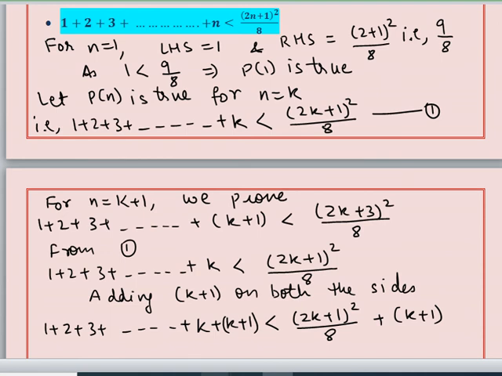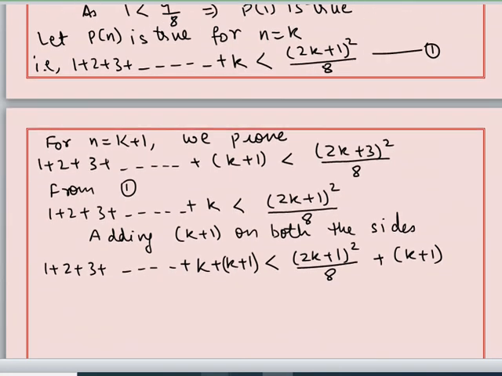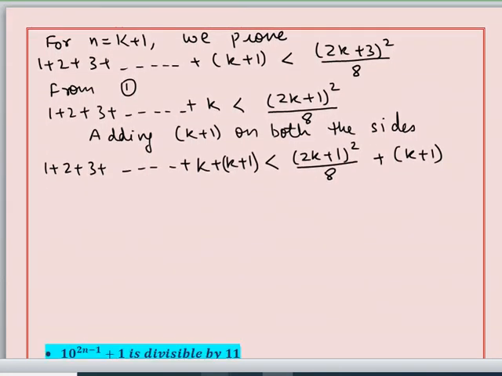Fine. So we will start from inequality 1. What does inequality 1 say? It says the sum of these k terms is less than (2k+1)²/8. So we are going to convert it into the required left hand side here. For that, what we do? We add k + 1 on both sides of the inequality. On the left we are adding k + 1, on the right we are adding k + 1. So you can see it is the required left hand side. So now we will only simplify the right hand side. So the left hand side is now the sum of k + 1 terms, which is strictly less than.